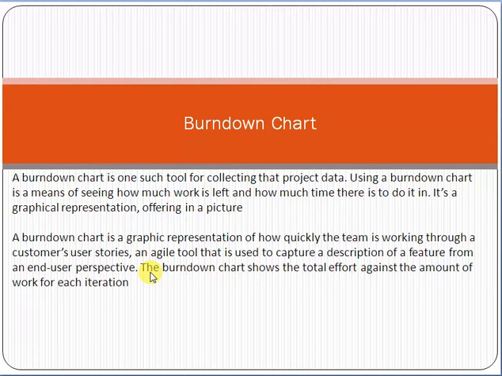A burndown chart is a graphical representation of how quickly the team is working through a customer's user stories. User story means user requirement. It is an agile tool used to capture the description of a feature from an end user perspective. The burndown chart shows the total effort against the amount of work for each iteration. Friends, just think of the burndown chart as a graph through which you can understand how much work is remaining. It's a tool which we use in the agile methodology. Just think of this as a graphical representation of the work which is remaining.